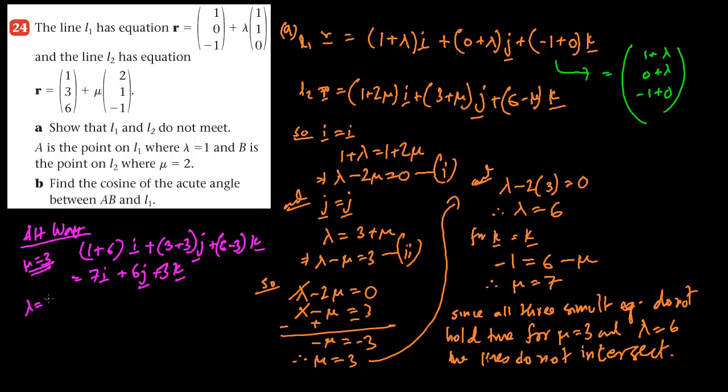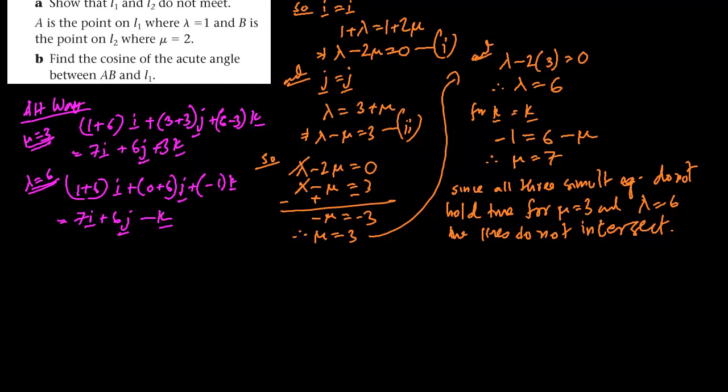Now let's put lambda equals 6. This should be 1 plus 6, that is 7i, then 0 plus 6, that is 6j, plus minus 1 plus 0, that means minus 1k. So 7i matches, 6j matches, but this one doesn't match: minus 1k versus 3k. So hence the lines do not intersect. That's the other way.